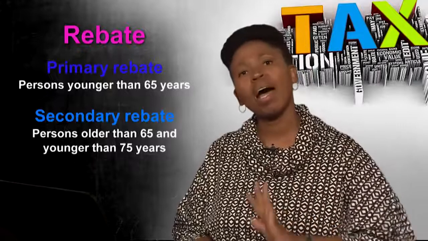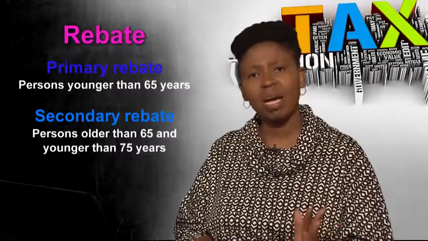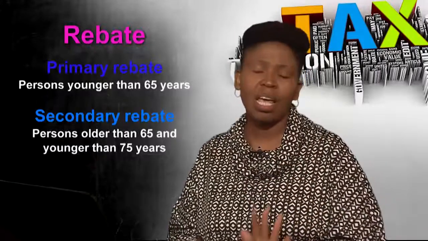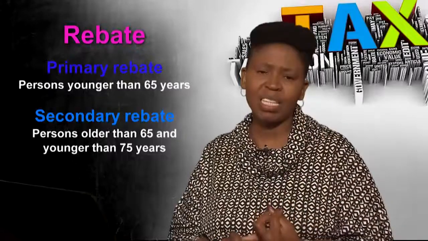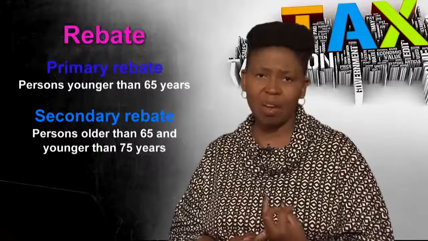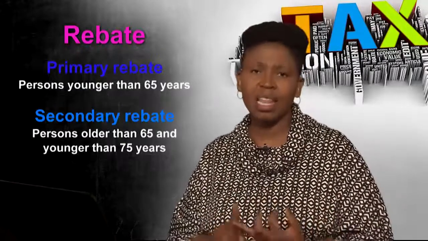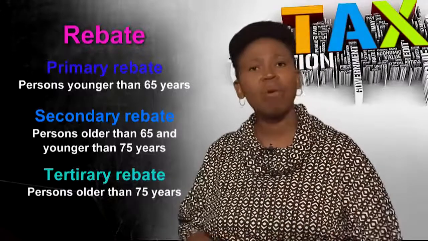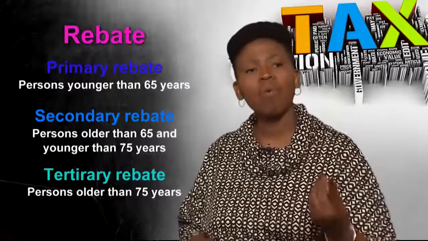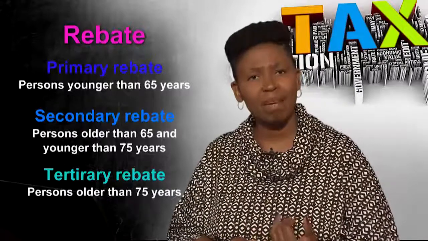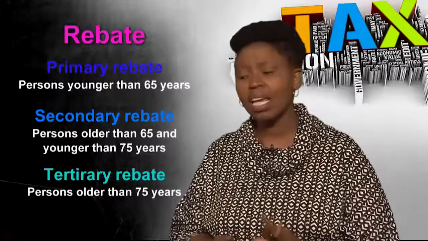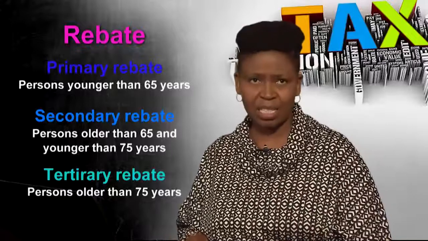All those people who are more than 65 years old but less than 75 years old, those people get 2 rebates. The first rebate is the primary rebate, and then they also get, in addition to that, the secondary rebate. Then to the most senior citizens, people who are more than 75 years, they get 3 rebates. They will get primary rebate, they get secondary rebate, and they get the tertiary rebate. Let us take an example to solve the problems that you get under taxation.